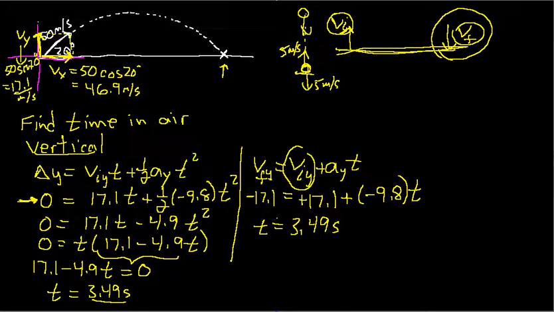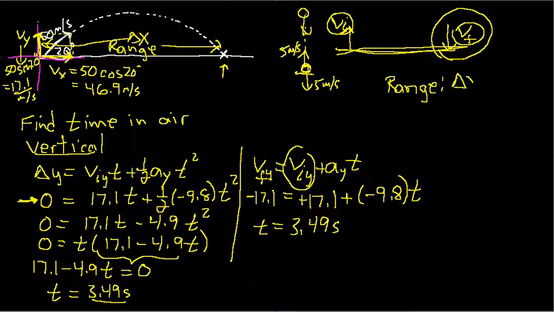The other thing we might want to know is the range of the ball. So what's the range? The range is how far it travels in the x direction. Range is sometimes called delta x. It's the position from where we started. That's the range. So for the range, we're going to look at delta x, and that's the initial velocity in the x times time, because this is the horizontal equation that we use for projectile motion.